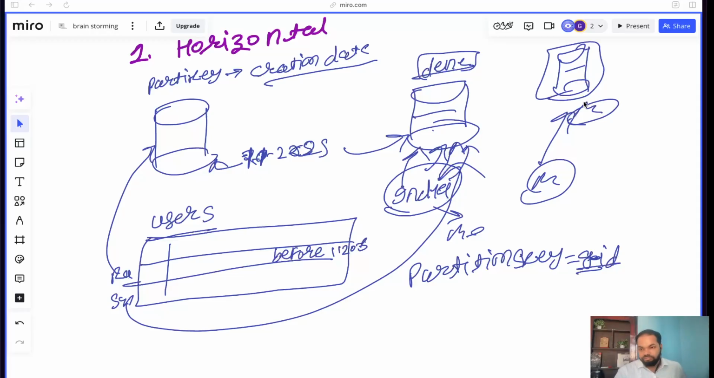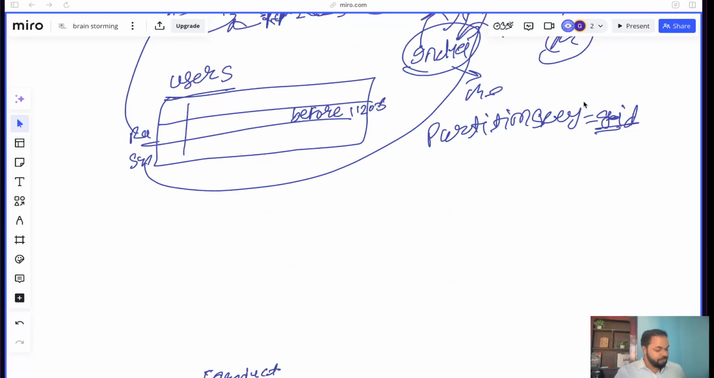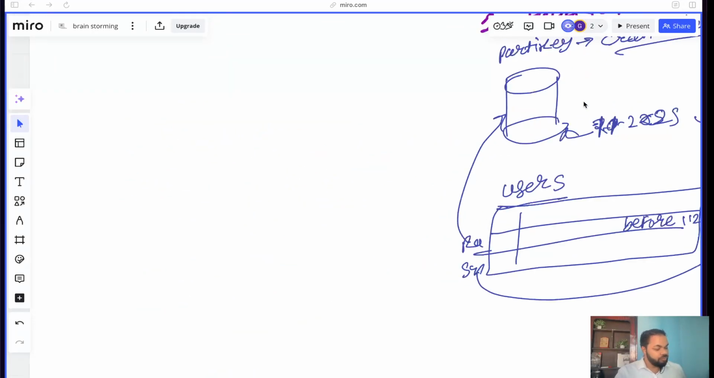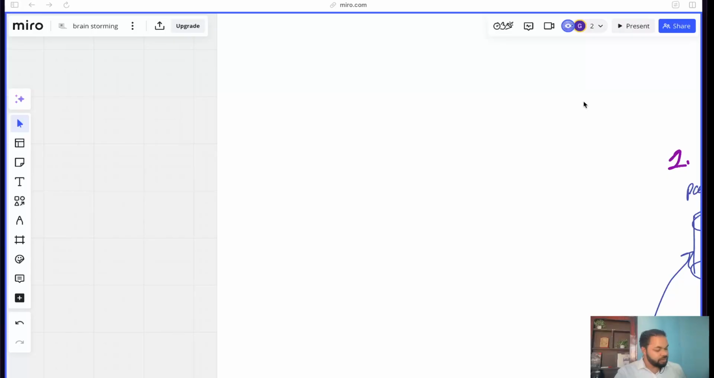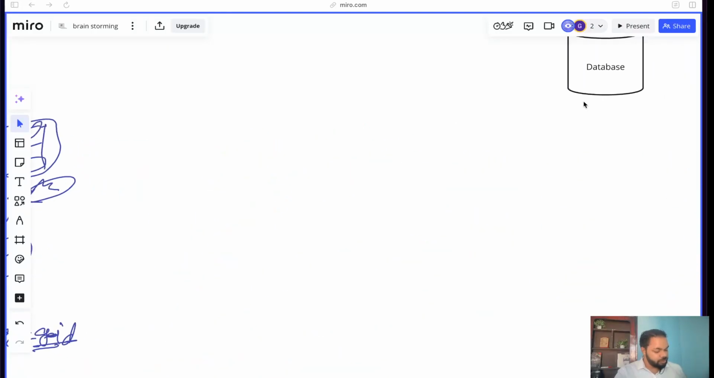So we can go to some other partitioning systems. Let's move to the other one, that is vertical partitioning. Okay, horizontal is done. The second one is vertical partitioning.